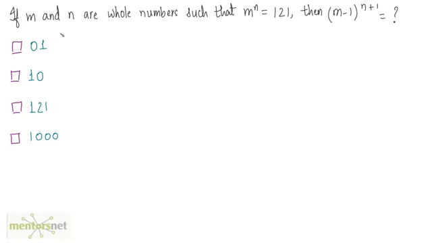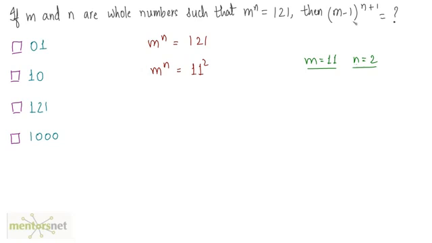Now let's jump to question number 2. If m and n are whole numbers such that m raised to n is equal to 121, then what is the value of this expression? Well, let us write what has already been given to us, which is m raised to n is equal to 121. Well, you know what 121 is. 121 is the square of 11. So I can write 11 square is equal to m raised to n. So therefore m is 11 and n is 2.